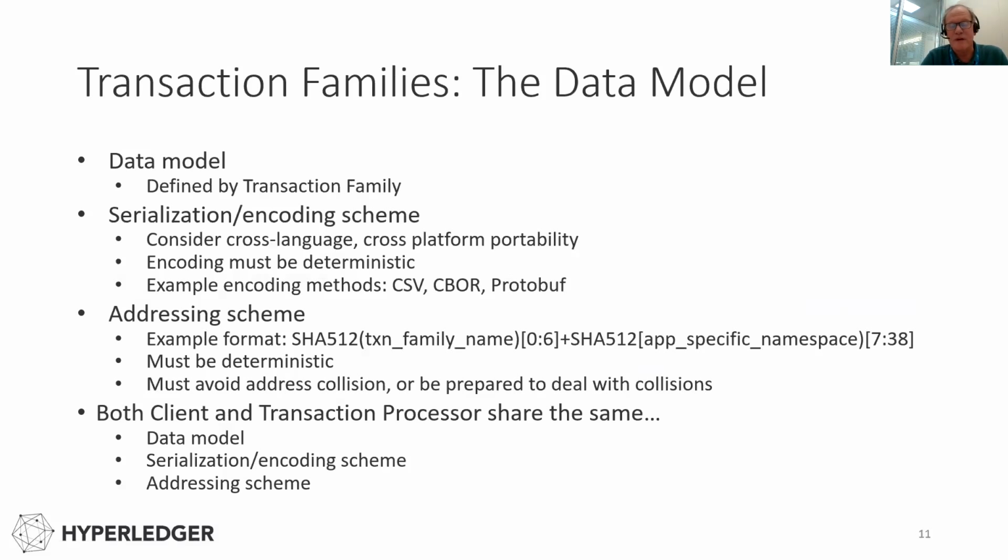Both the transaction processor and client share the same data model and serialization. The client sends transactions, and the transaction processor must be able to decode those transactions, and then also write to global state. So there's two encodings. One is the actual payload of the transaction. Another encoding is the data that is actually written to global state, and that's defined by your application.